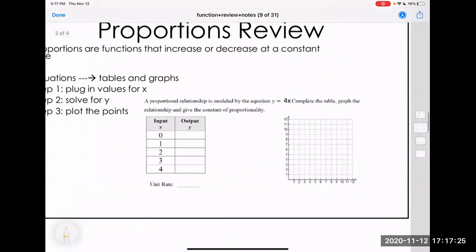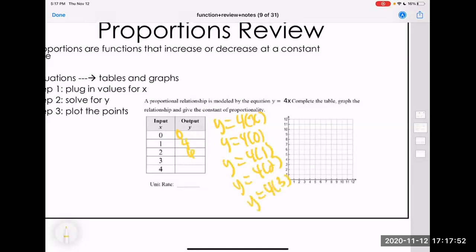This is where we make the table, state the unit rate, and then graph the points. We make the table by doing 4 times whatever x is. So y equals 4 times 0 would give us 0. Y equals 4 times 1 would give us 4. Y equals 4 times 2, which would give us 8. Y equals 4 times 3, which will give us 12. And then y equals 4 times 4, which is 16. The unit rate is the constant of proportionality, so 4.